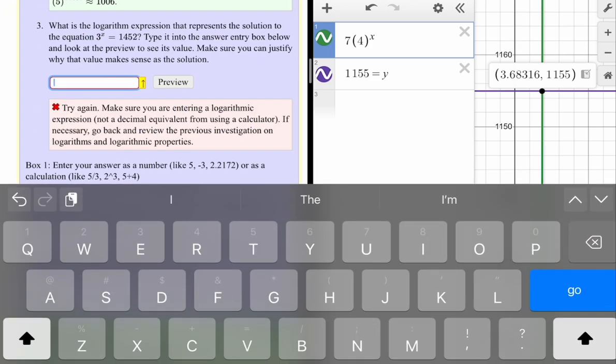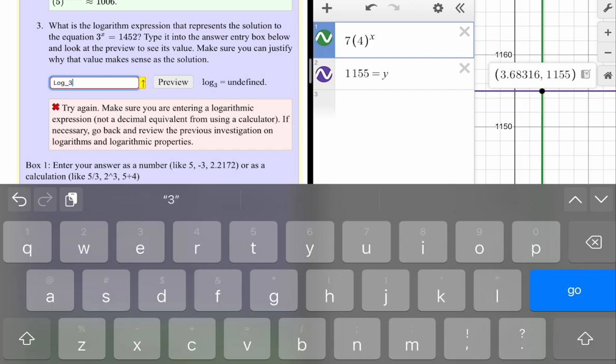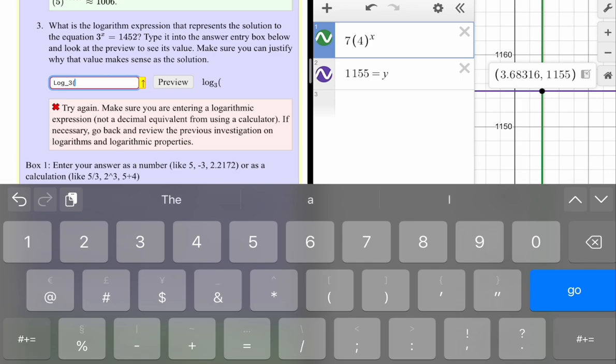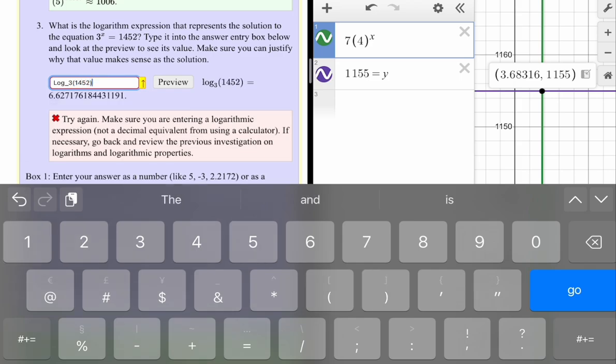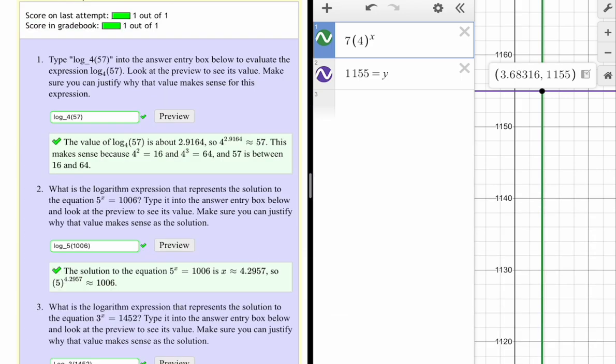Well, the base is 3, so I'm going to go log base 3 of the number 1452. So I've got to put that 1452 in parentheses to show it's in my logarithm. And you can see that's what happened to the side there. Okay, so that is those ones.